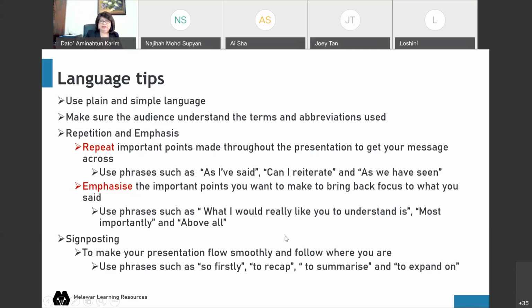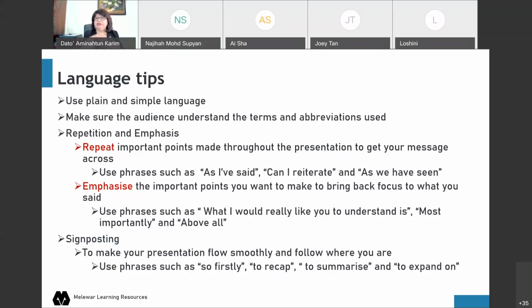Signposting means you want to make your presentation flow smoothly and follow where you are, right? For instance, I will say, I have 3 points to make in my presentation. So firstly, I want to talk about the critical elements. See? That's how you use it.